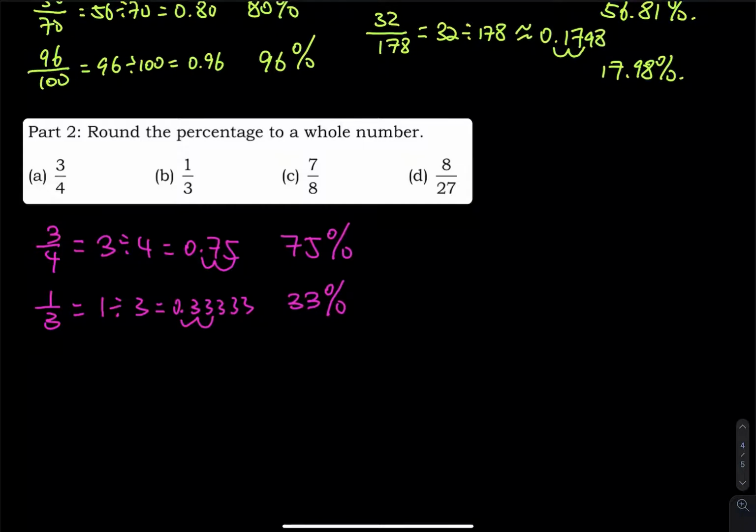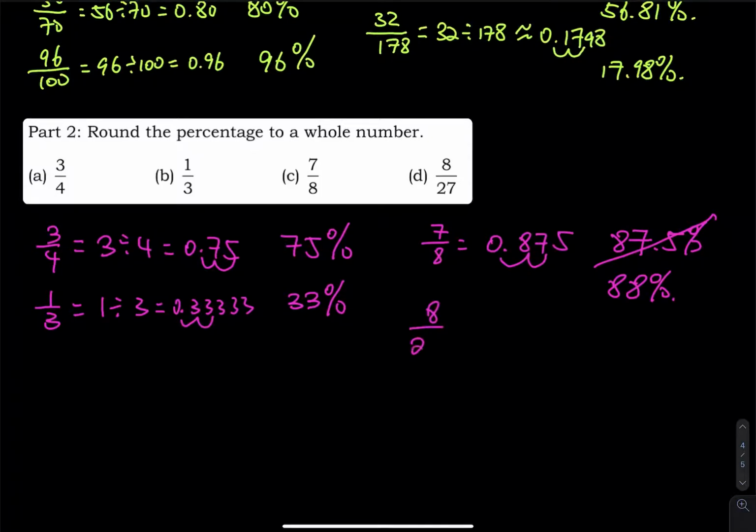And then C, 7 divided by 8 is 0.875 exactly. And then you move the decimal point 2 steps. 1 step, 2 steps, so that will be 87.5, but you want a whole number. Then you don't write 87.5, you write 88%. All right, and then D is 8 divided by 27.